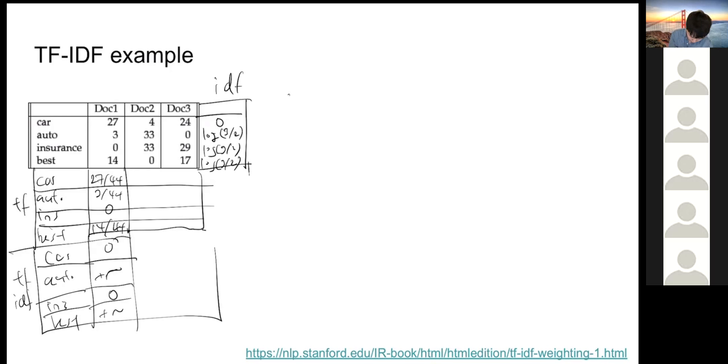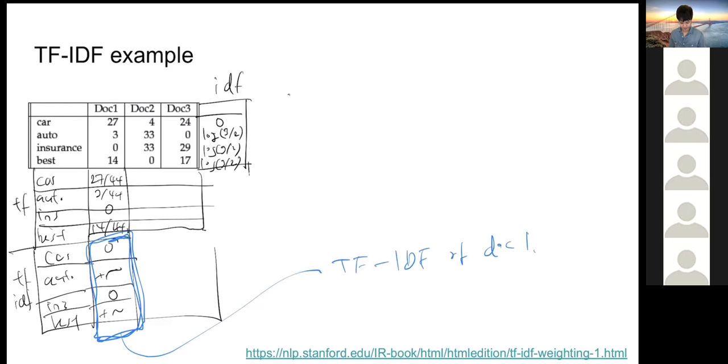Then we make this a four-dimensional vector. This will be our TF-IDF of document one. We can do the same thing for document two and then document three, and these will be the vector representations of these documents. In order to compute the similarity between them, you can use cosine similarity between the vectors and, from the query's perspective, find the document that gives the highest cosine similarity. That will be your most similar document to your question.